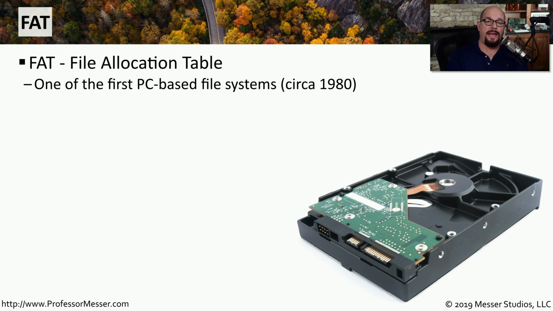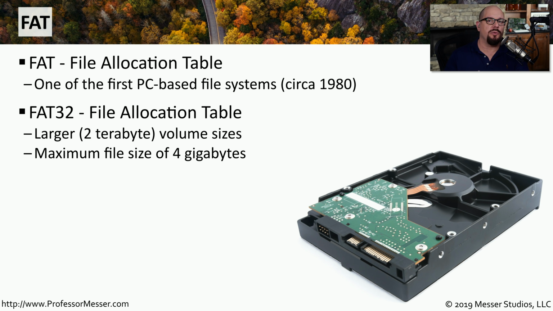The file system FAT stands for File Allocation Table. This was one of the very first file systems we used in personal computers. The version that you most commonly see on the more modern operating systems is called FAT32. This allows for larger volume sizes, and larger is a relative term since the maximum size is 2 terabytes. FAT32 allows maximum volume sizes of 2 terabytes and maximum file sizes of only 4 gigabytes.